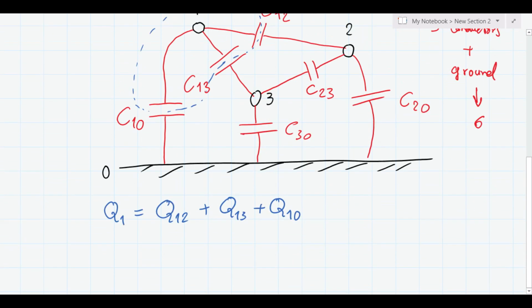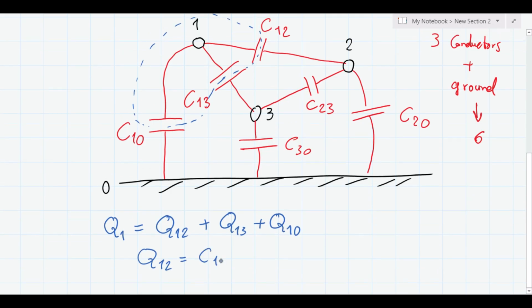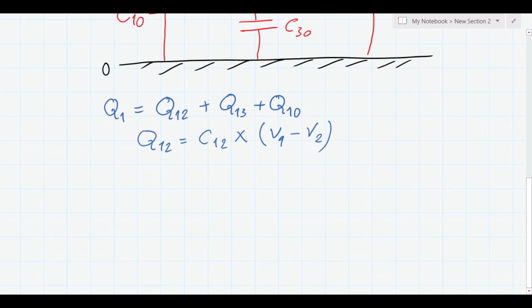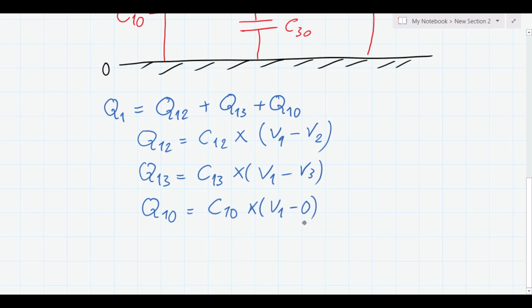Therefore, I can write these three equations. Q12 equals C12, its capacitance, multiplied by the voltage difference. One side is connected to V1, the voltage of the first conductor, and the other side is connected to conductor 2. And we can do the same for the others. Q13 equals C13 multiplied by V1 minus V3, and Q10 equals C10 multiplied by V1 minus 0, because the ground has 0 potential, and this equals C10 multiplied by V1.